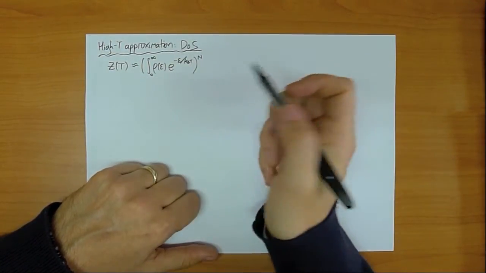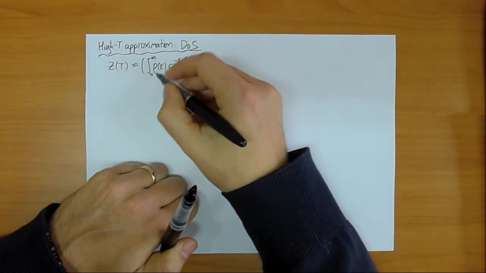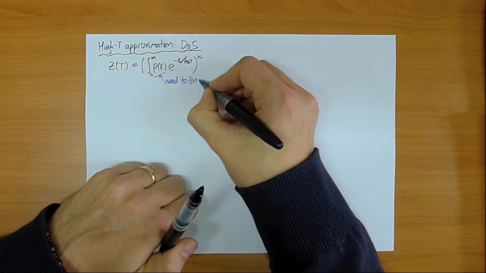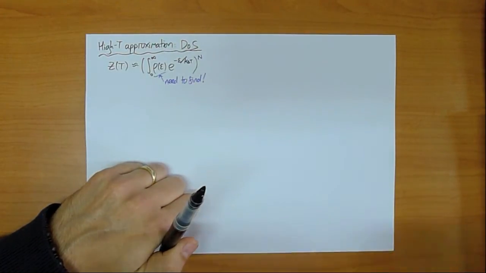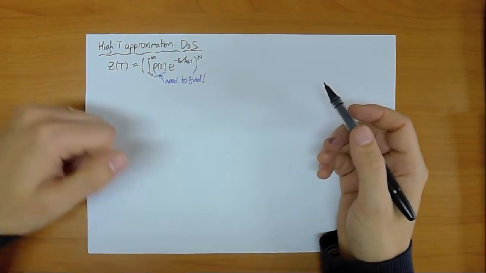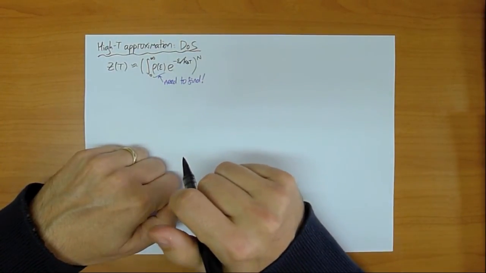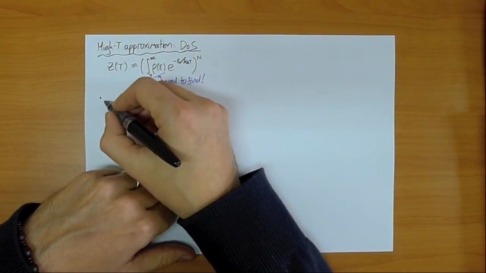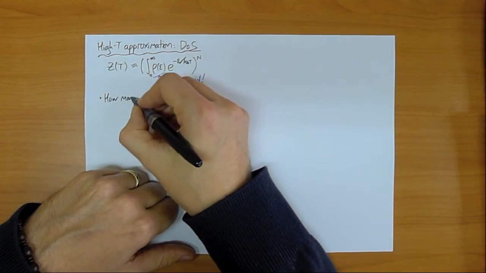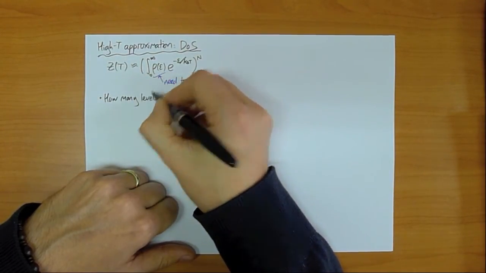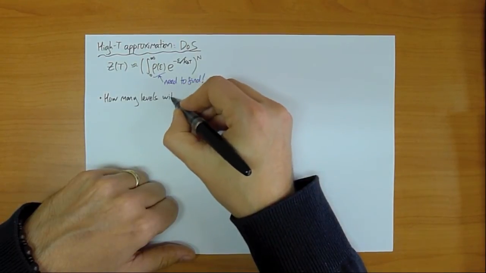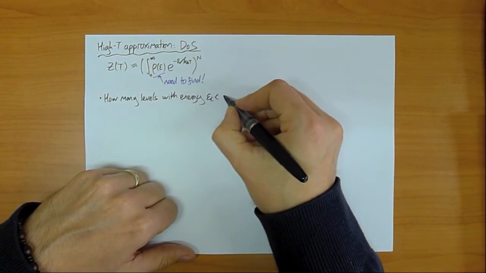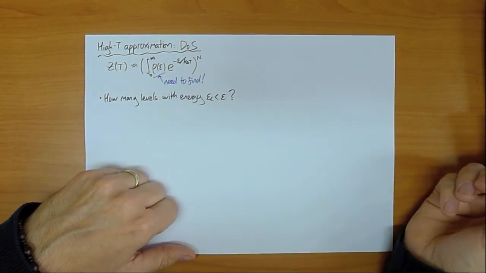So to do that, we need to find what is the density of states. The easiest way to do that is to find, first of all, how many levels there are below a particular value of energy. So, how many levels with energy epsilon L less than some value epsilon? This is the first question we'll answer.